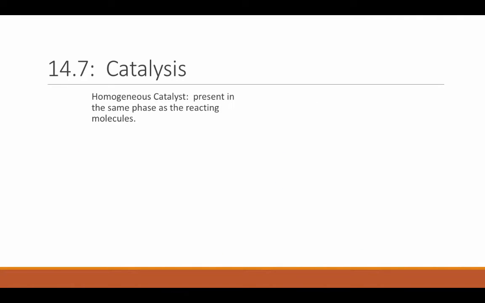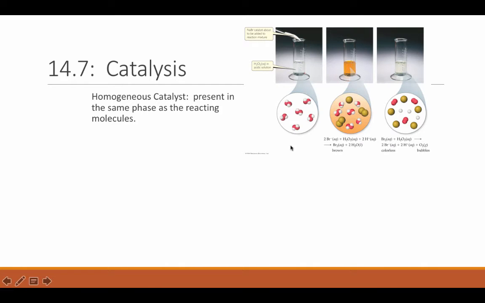A homogeneous catalyst is present in the same phase as the reacting molecule. Here you see that our reactant is H2O2, an aqueous solution, and our catalyst is NaBr, also an aqueous solution. This catalyst helps speed up the breakdown of H2O2.